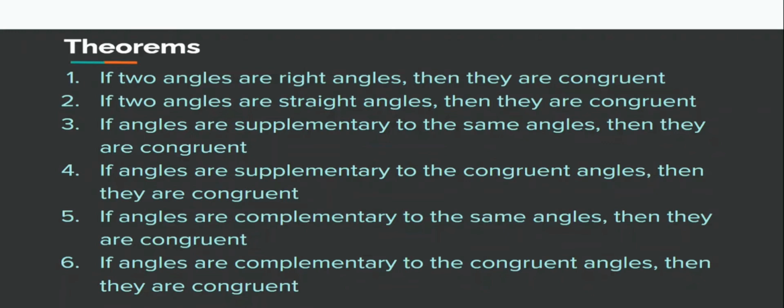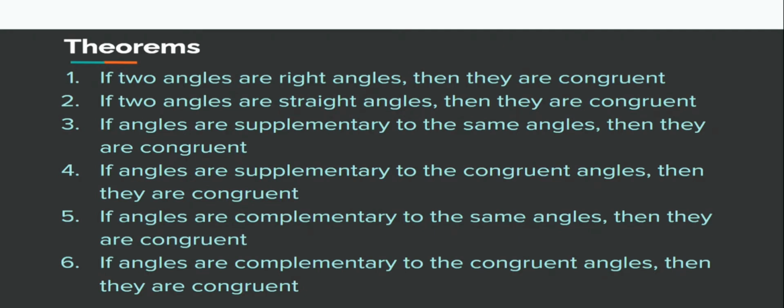Theorem 3 states that if angles are supplementary to the same angle, then they're congruent. Now, if we took angle X and angle Y supplementary to angle Z with a measure of 150 degrees, we'll be able to calculate the measure of angle X and Y as 30 degrees, and therefore they both are congruent.